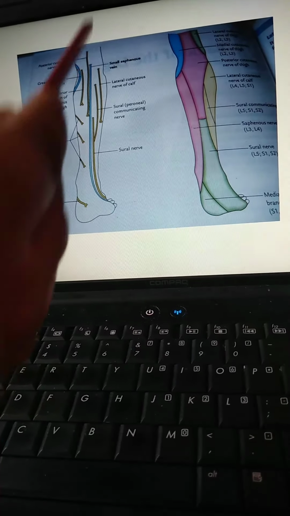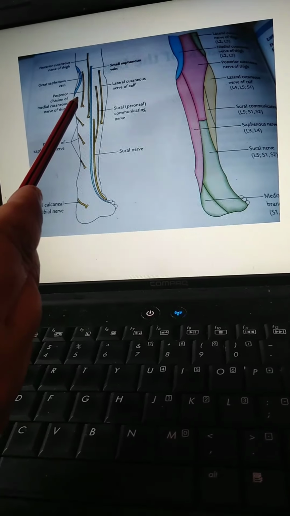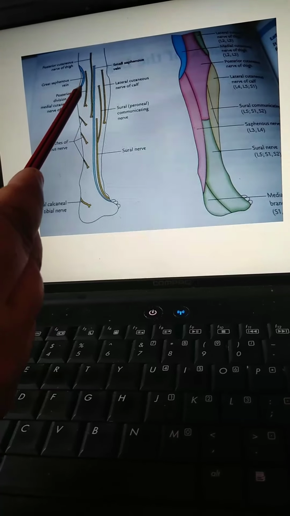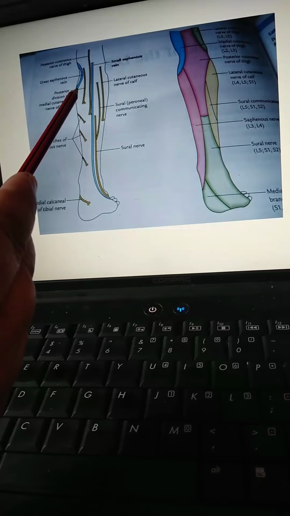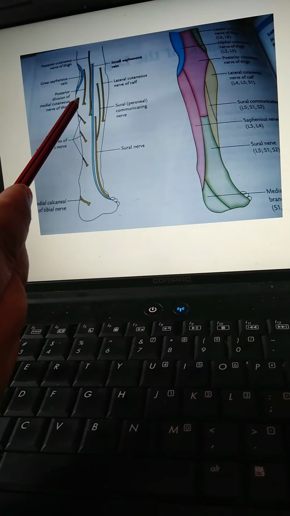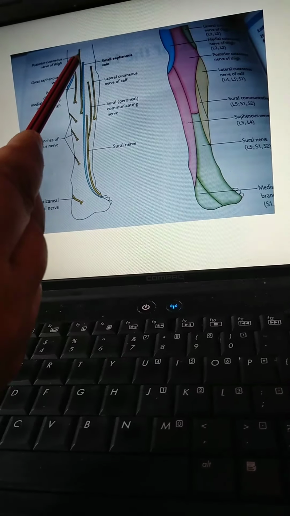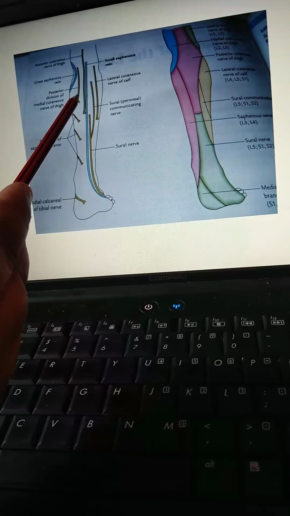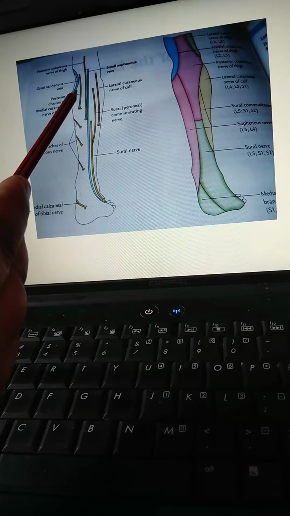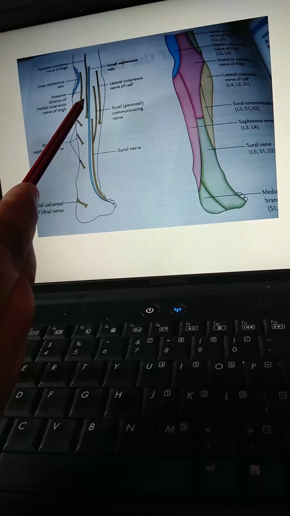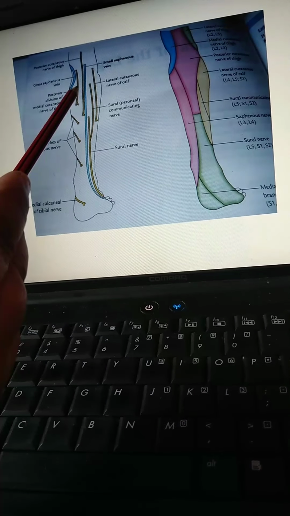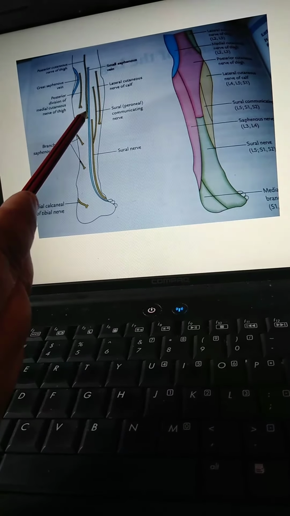Another is the posterior division of the medial cutaneous nerve of the thigh. It pierces the deep fascia a little above the knee. It supplies the skin of the uppermost part of the medial 1/3 of the calf. Another is the posterior cutaneous nerve of the thigh. It pierces the deep fascia in the middle of the popliteal fossa and descends with the small saphenous vein to supply the skin of the upper half of the intermediate area of the calf.